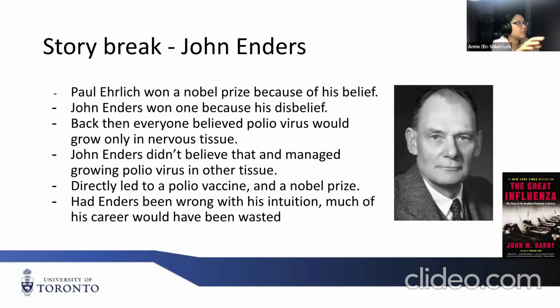But John Enders won because of his disbelief. Everyone believed the polio virus only grows on nervous tissue because it really affects your nervous system. But he didn't believe that and grew it on other tissues. That led to the polio vaccine and another Nobel Prize. If Enders' intuition in research science was wrong, his career would have been wasted.